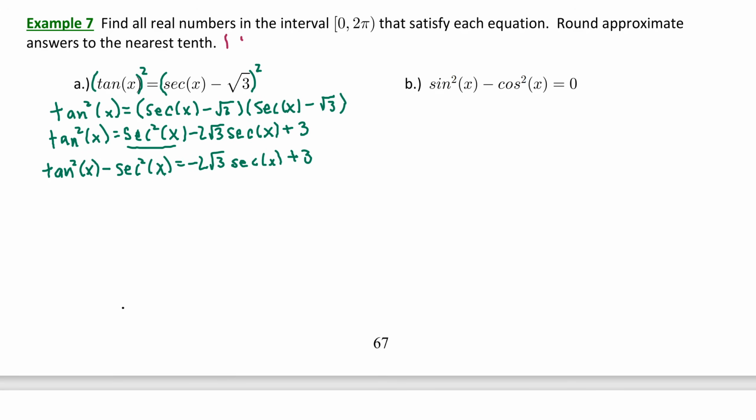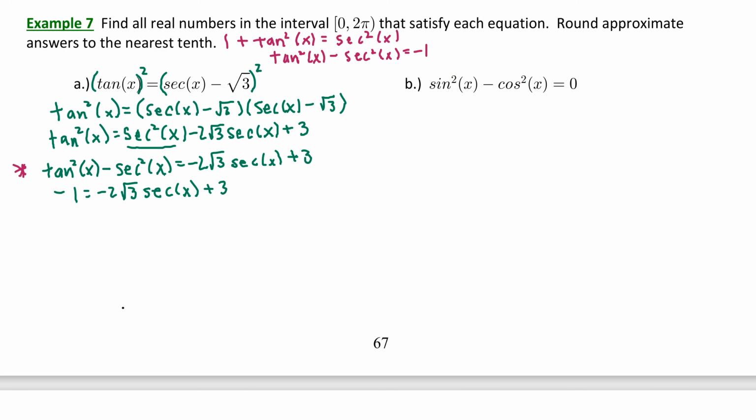Recall that we learned 1 plus tangent squared of x is equal to secant squared of x. So if I rearrange this identity to match what we have over here on the left side, we could write it as tangent squared of x minus secant squared of x, and then we could move that 1 to the other side. Now we can recognize that the left-hand side of our equation, tangent squared of x minus secant squared of x, is a fancy way of writing negative 1. That simplified things quite a bit. Now we have a single trigonometric function to deal with in our equation.